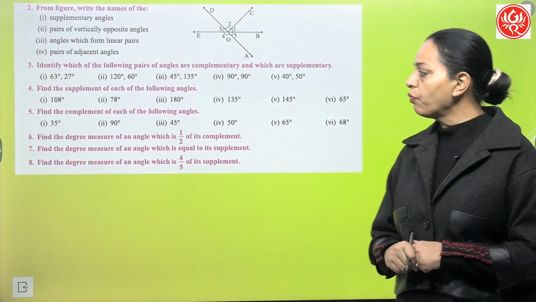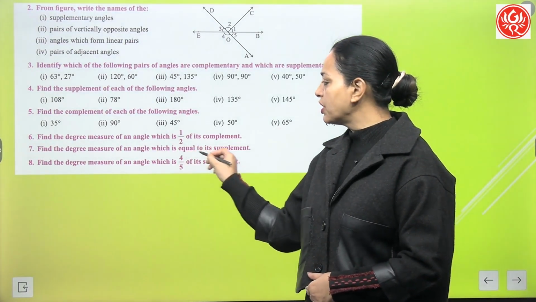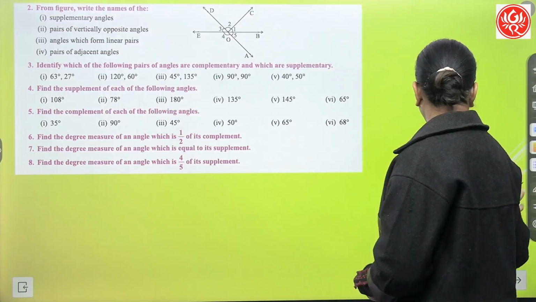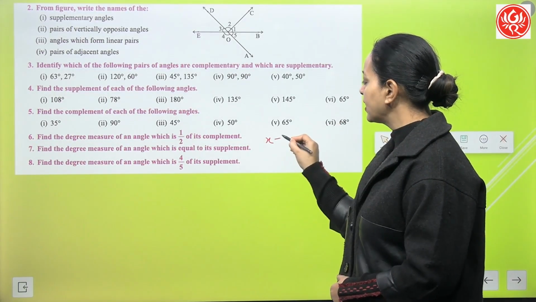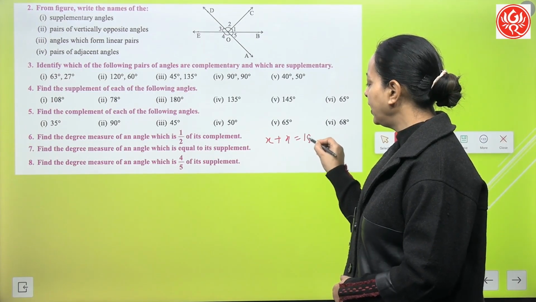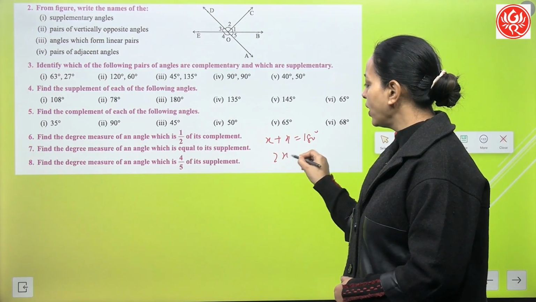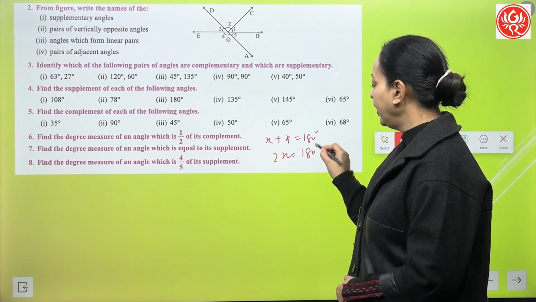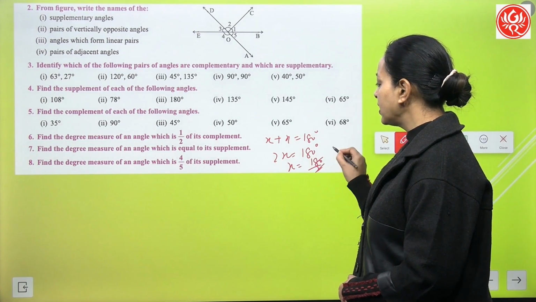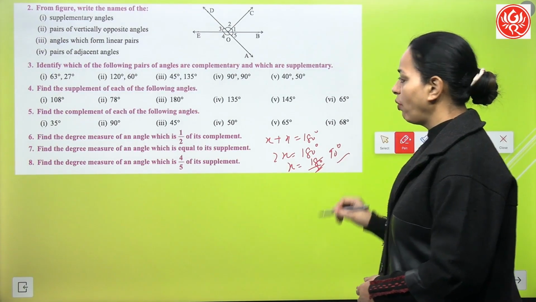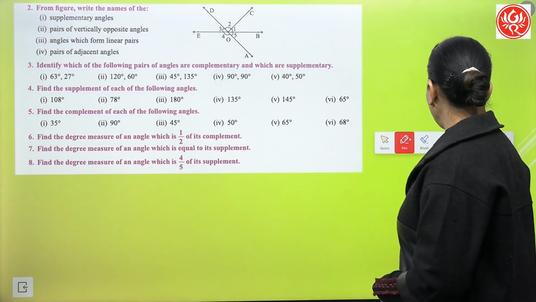See the seventh question, find the degree measure of an angle which is equal to its supplement. So let the angle be x, supplement is also x, their sum is 180 degree. So that is 2x equals to 180 degree. So what is x? 180 upon 2, that is 90 degree, right? So similarly you can try remaining parts.